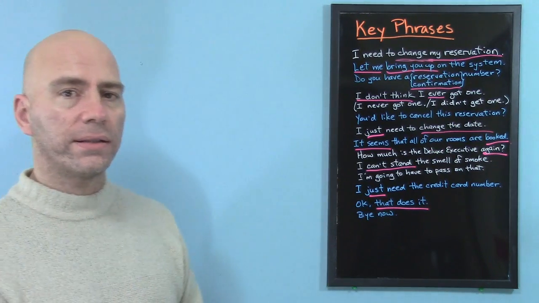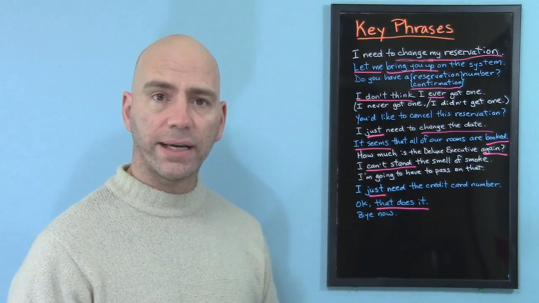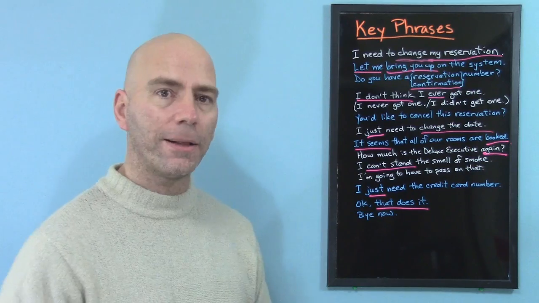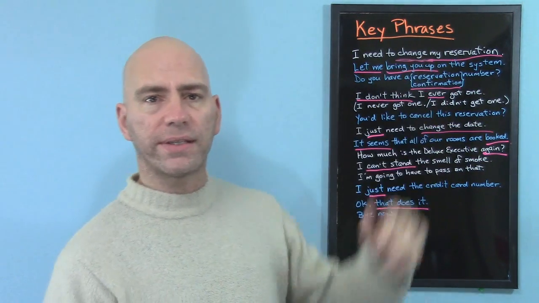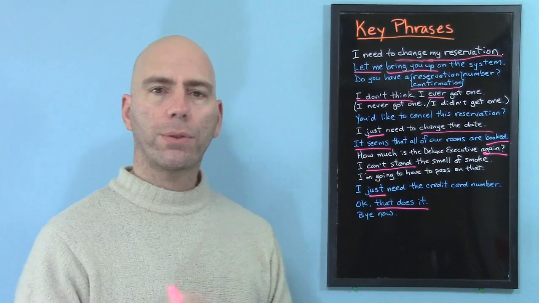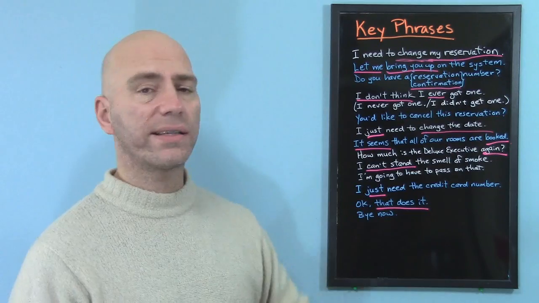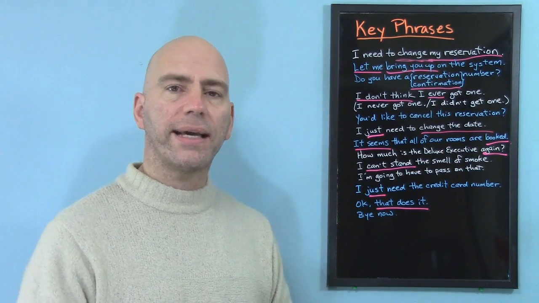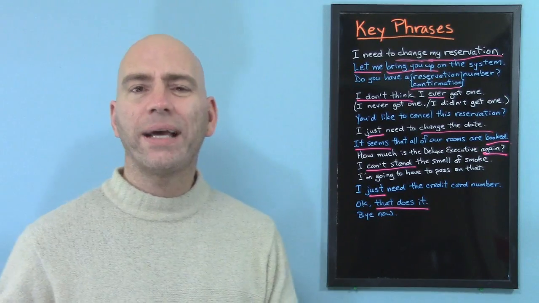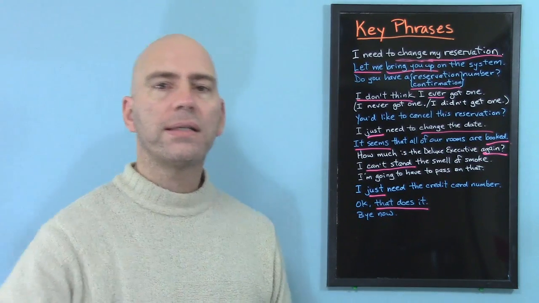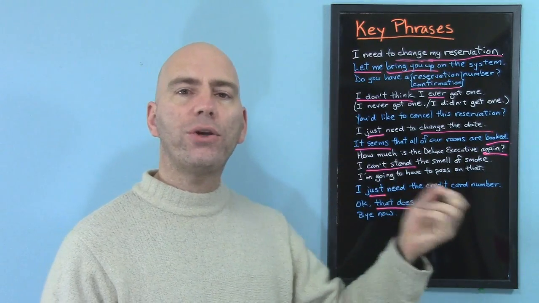The second sentence, which is something that Pierre said, that's the guy at the hotel, he said, let me bring you up on the system. Okay, now there are three things here I'd like to explain. One is the system. The system in this case means the computer system, or the network. All right, so that's the whole system. And he says, let me bring you up.